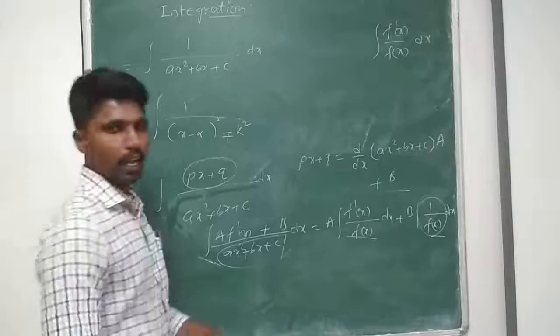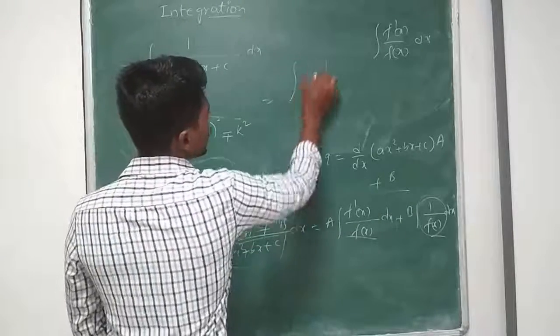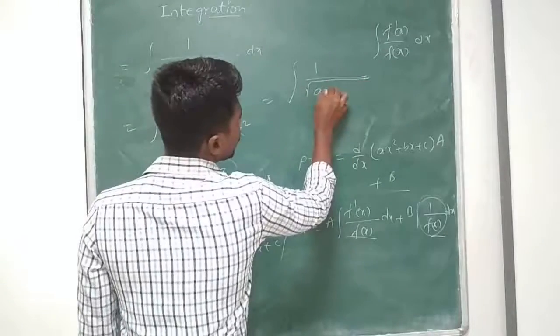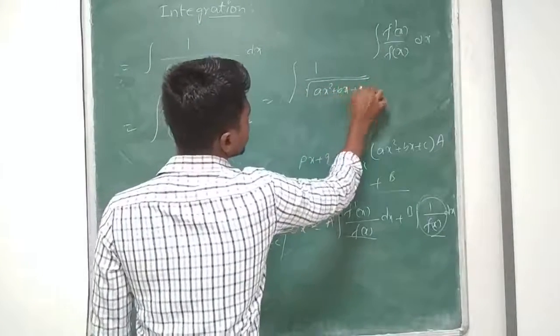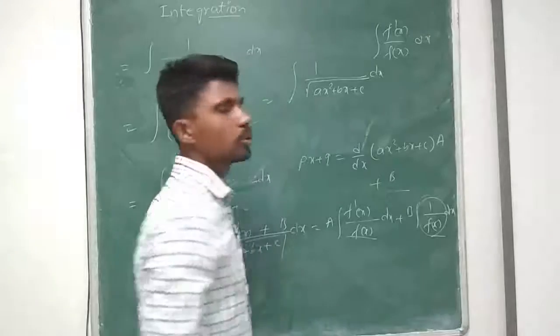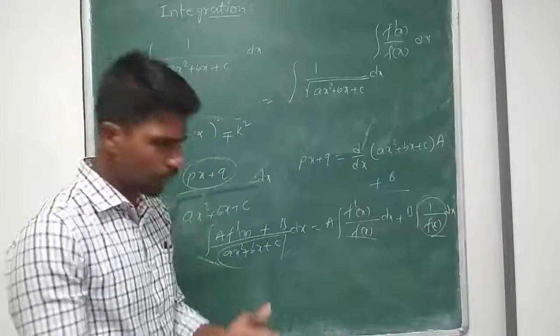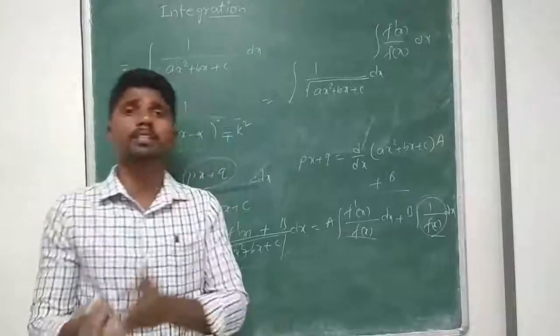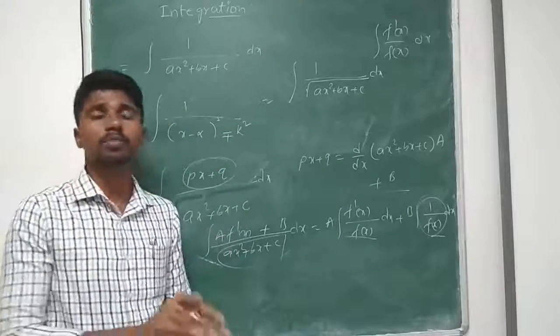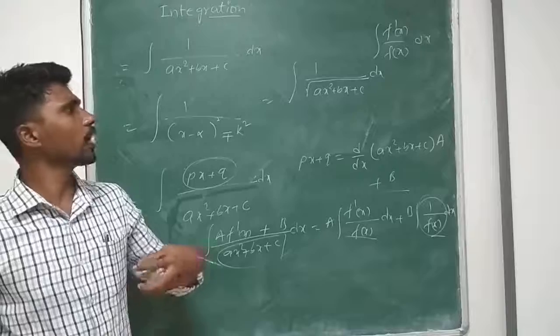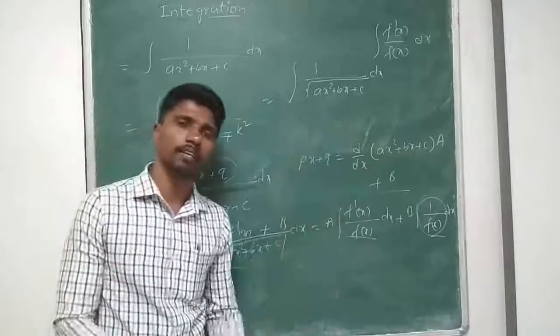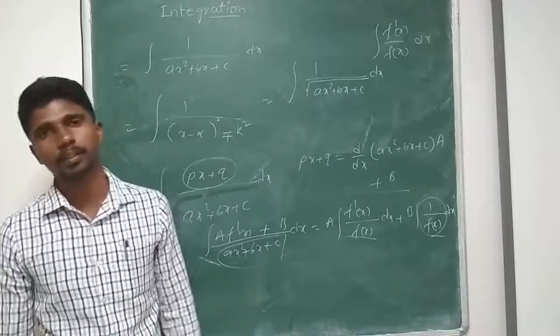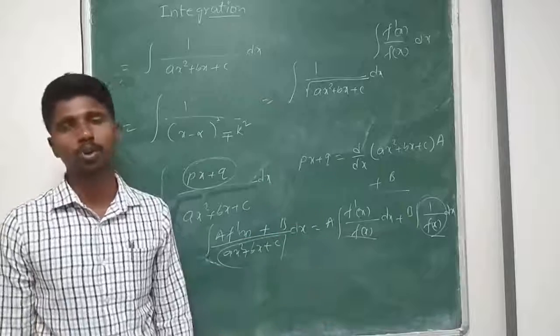Okay, if I have a problem like integral 1 by square root of ax square plus bx plus c dx, what to do? Same procedure. We have a square root of x square minus a square form, a square root of a square minus x square form, and a square root of x square plus a square form. You convert this into one of those with the help of the completing square method. After that, we have to evaluate.